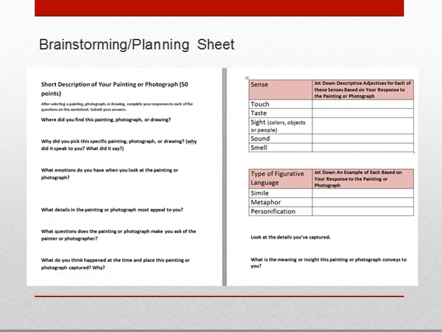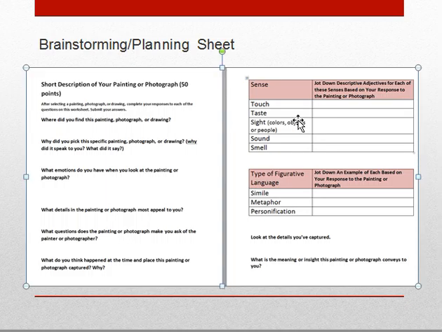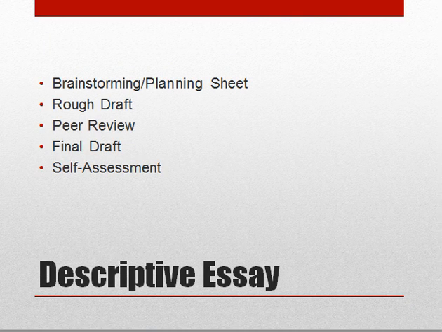So as you write your own descriptive essay, you'll start with a brainstorming and planning sheet. That will be the first thing you do. This will help you organize the details of your essay. And you can see that there's a brainstorming chart here where you can jot down textures and tastes and sights and sounds and smells. You can also think about and brainstorm types of figurative language and answer some questions. So you'll complete that and turn that in.